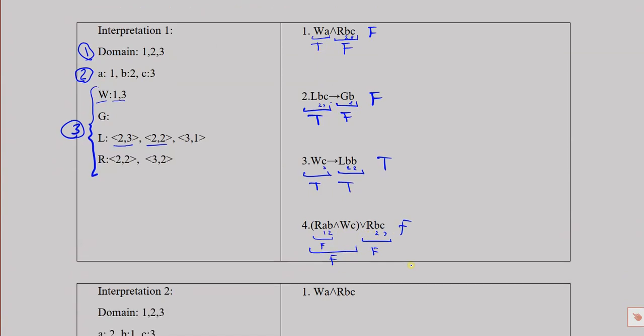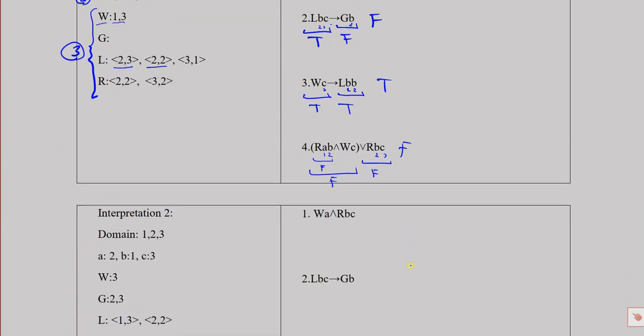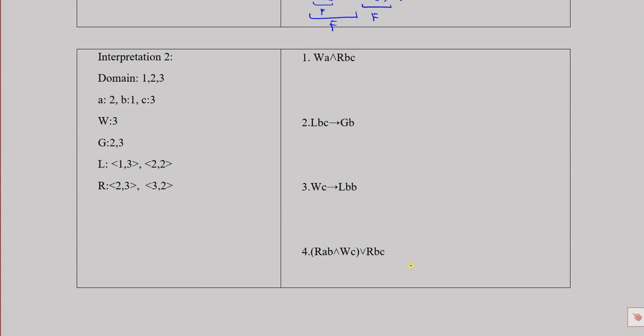Now we can try a different interpretation with the same statements. So these are the same statements on the right, but the interpretation is different. Now let's try to determine the truth value of those statements on this new interpretation. Here the names are assigned differently. A is the name of object 2 on this interpretation. B is the name of object 1 and C is the name of object 3.